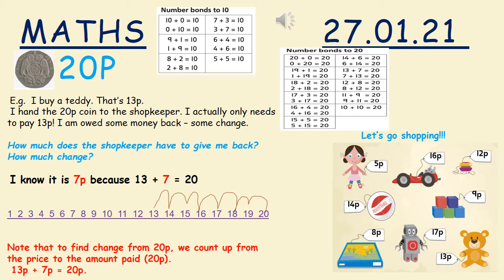So my change is going to be 7p because I've handed 20p. The shopkeeper is going to give me back 7p because my teddy costs only 13p. Okay? Now, take note that to find change from 20p, we must count up from the price to the amount paid. The amount paid is 20p. So you count on from that amount. Okay?